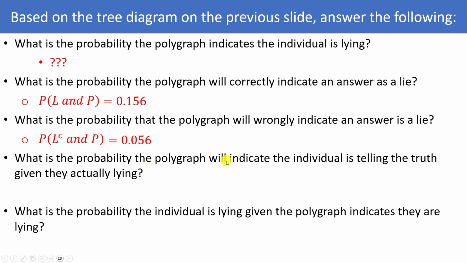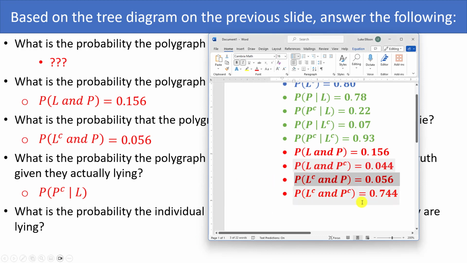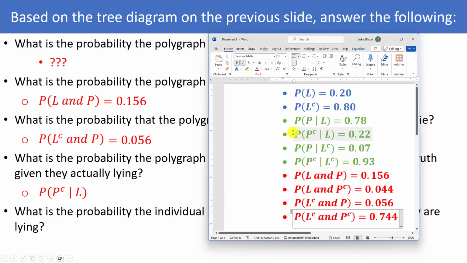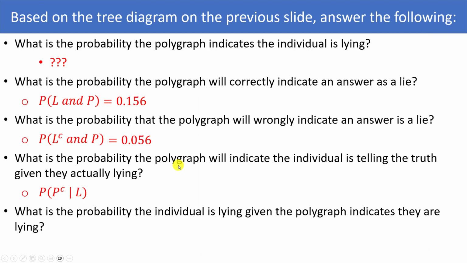What's the probability the polygraph will indicate the individual is telling the truth given they are actually lying? So this is going to be a conditional, given that they are lying. So that's given L, and they're asking for the probability of P complement, the probability that the polygraph is indicating that they're telling the truth, right? So is this one of the ones that we have written down? Let's take a look. Probability of P complement given L, yes it is. It is right here, so the answer should just be 0.22.